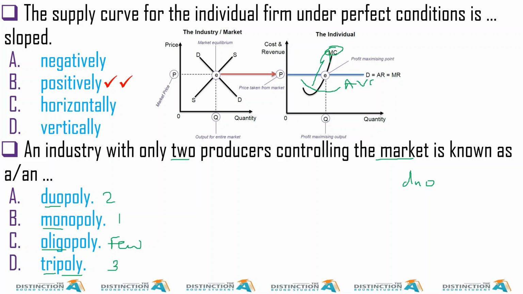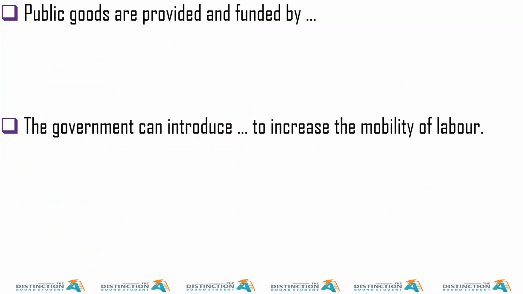And this means three. This means two, because mono, duo. So the answer will then obviously be A.